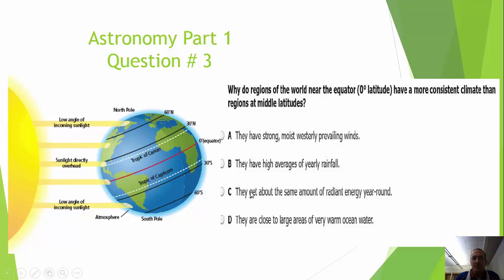Correct answer here is going to be C. They get the same amount of radiant energy year-round. No matter how the Earth is tilted, it's always going to get direct sunlight towards the center of the Earth, basically between the Tropic of Cancer and the Tropic of Capricorn. It's going to be almost direct sunlight there versus the northern and the southern pole, which is 90 degrees north latitude and 90 degrees south latitude, which will be very much indirect versus direct sunlight.